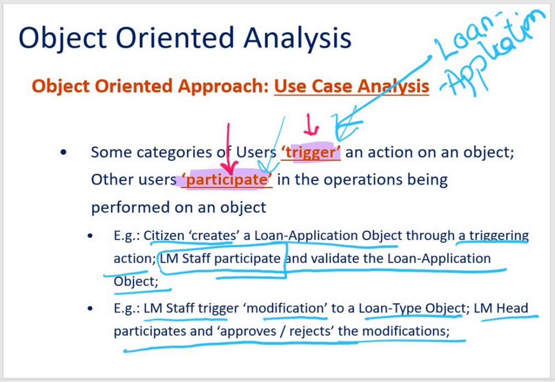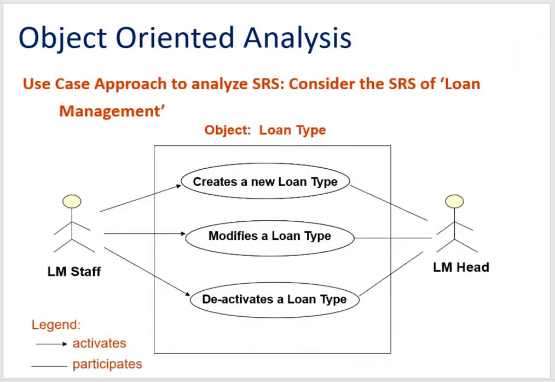Then loan management staff triggers the modification to a loan type object, and the loan management head participates and approves or rejects the modification. So in the second phase someone else triggered the modification to a loan type object, and this time my loan management head was participating in this task. So it's like switching between the people.